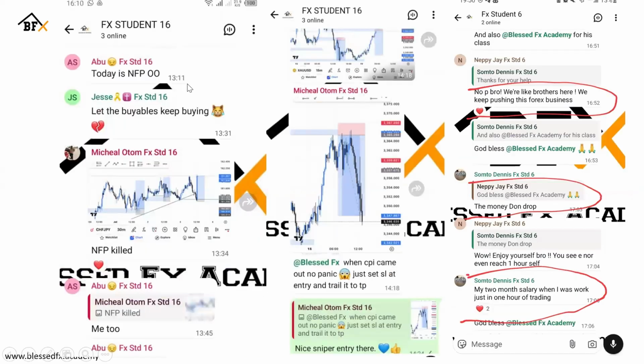And this is my students trading NFP and trading news. I just needed to show you some of their news trading. You can see it with NFP. This is on CPI, right? These are day trading news. There are so many of them, right? And this is them relating in the group chat, okay? You can say we are like brothers here. The money has dropped. His 2-month salary, he made in just 1 hour of trading. So you can see how amazing that is.